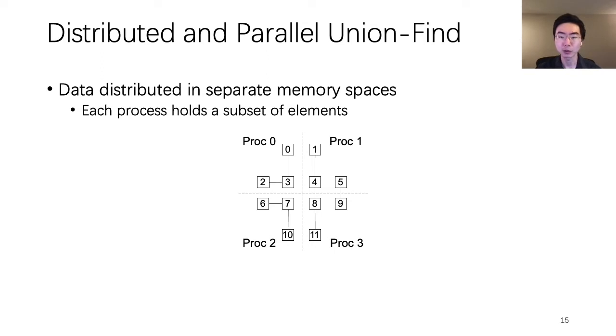Next, let's move on to the distributed and parallel union find. In the distributed computing environment, elements and edges are distributed among participating processes. Each process holds a subset of elements. In this example, 12 elements indexed from 0 to 11 are distributed among 4 processes.